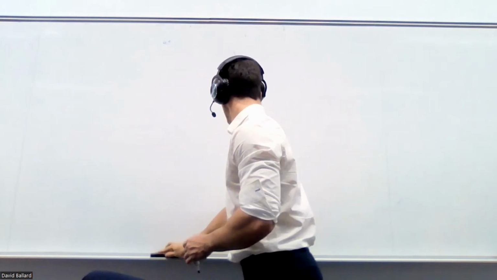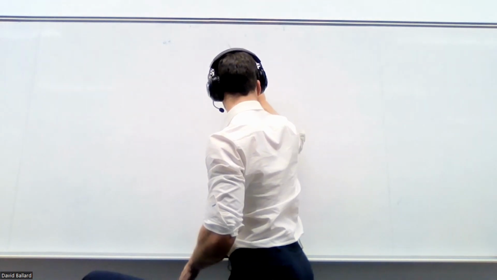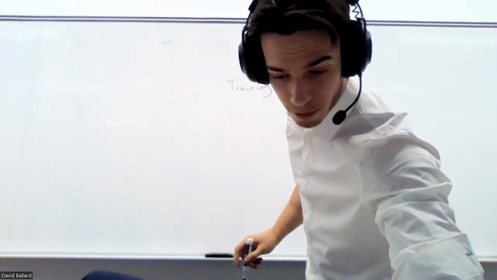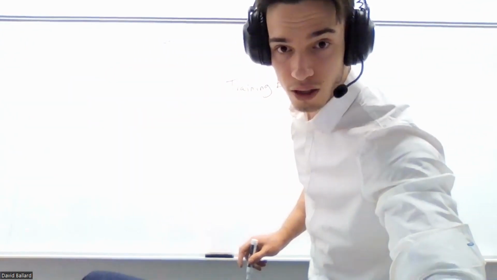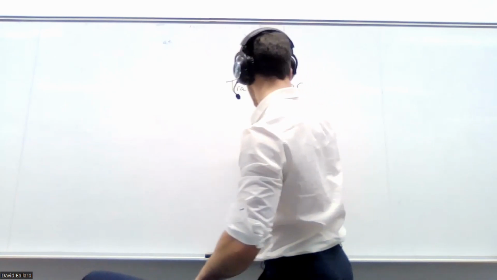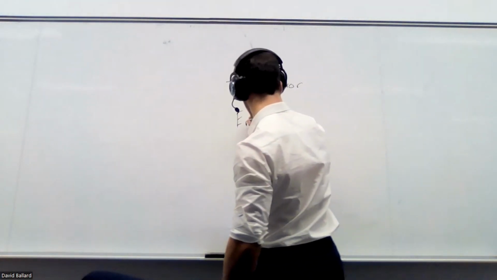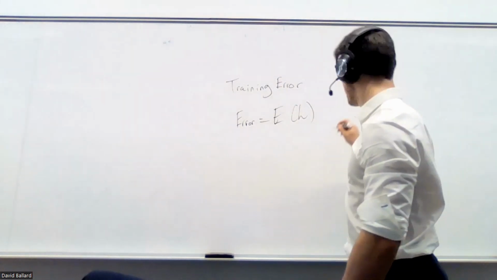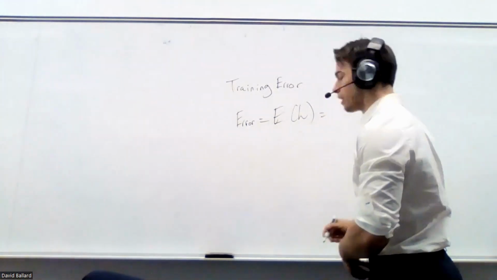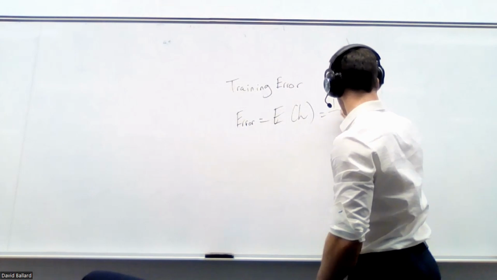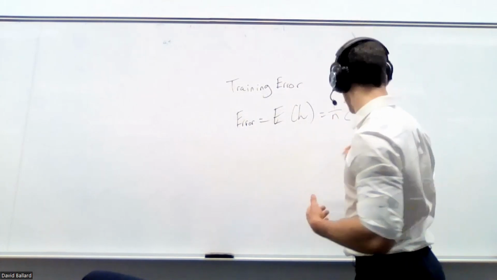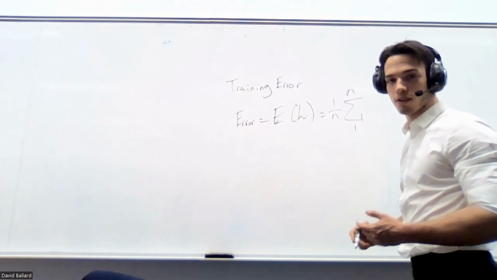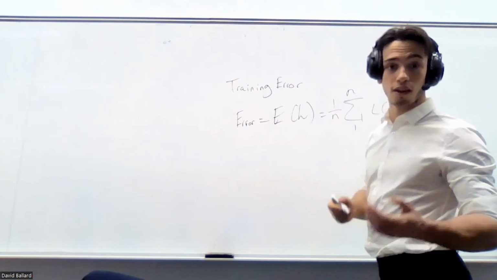Training error. Our error, call it E, so you guys understand, is a function of our hypothesis, or we put in our hypothesis as a parameter. We're going to sum, an average, 1 over n. We're going to sum from 1 to n, where n is our training examples. We're going to sum all of our training examples from 1 to n of what? Our loss function.